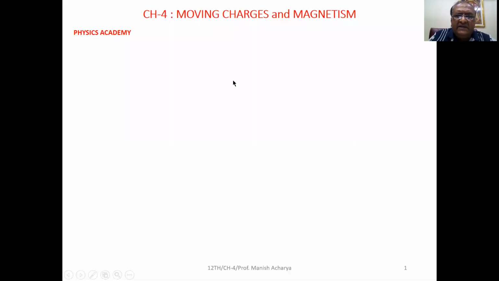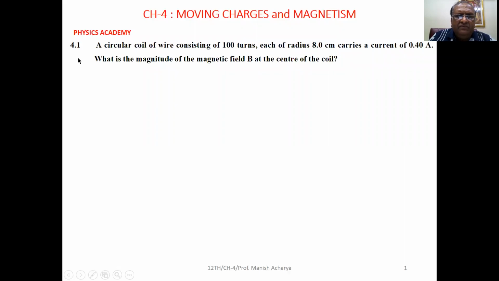Now, exercise of chapter 4, example 4.1. A circular coil of wire consisting of 100 turns, each of radius 8 centimeter, carries a current of 0.4 ampere. What is the magnitude of the magnetic field at the center of the coil?